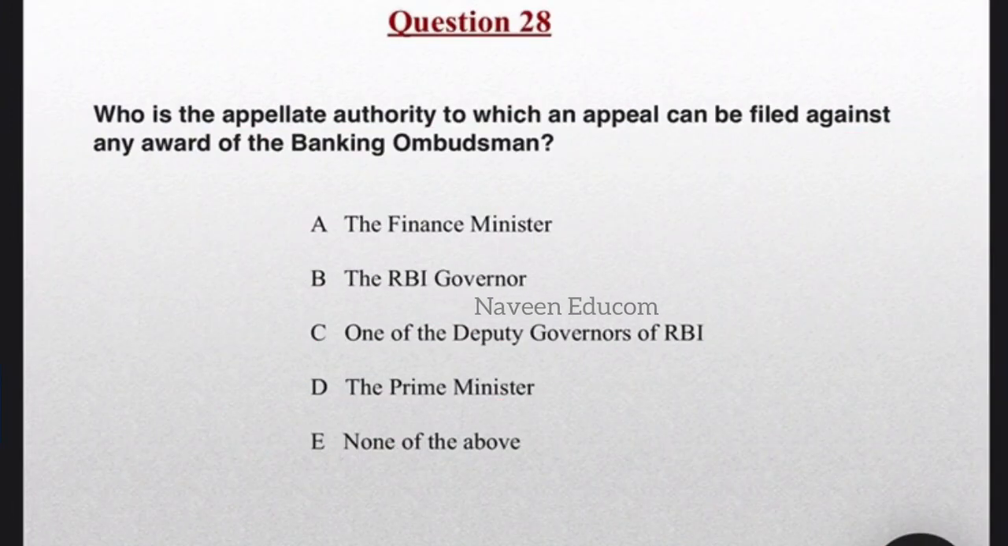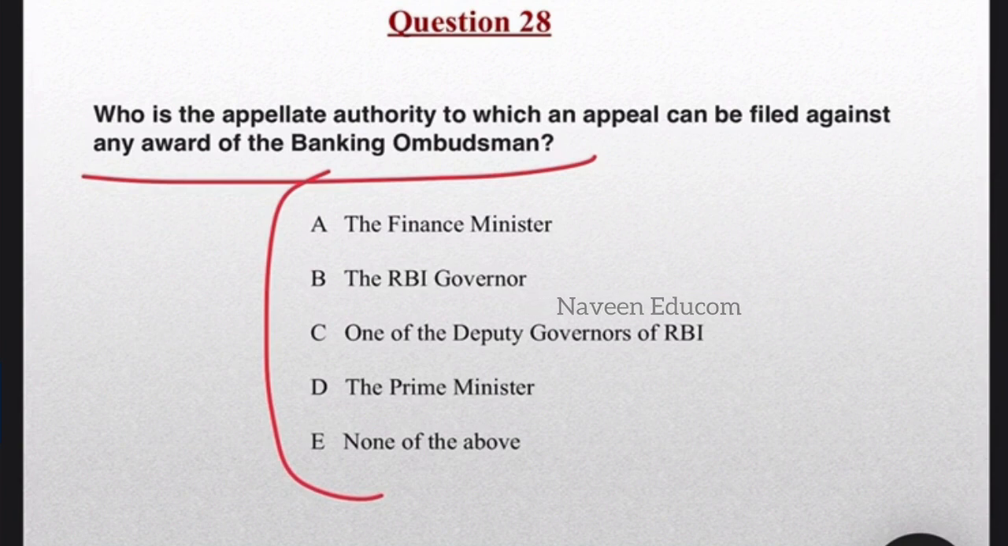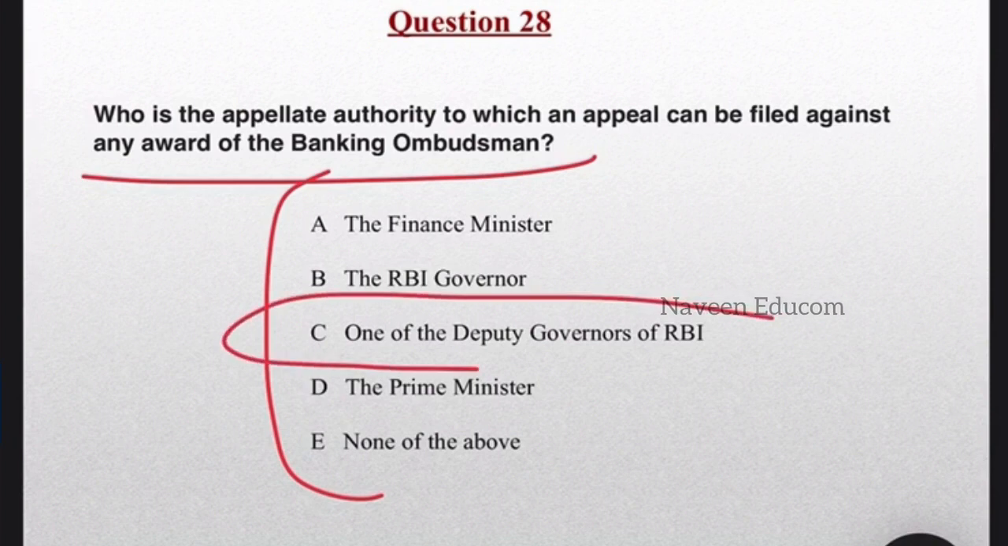Coming to the next question. Who is the appellate authority to which an appeal can be filed against any award of the banking ombudsman? The options are the finance minister, the RBI governor, one of the deputy governors of RBI, the prime minister, none of the above. So students, what is the answer? The answer is option C, one of the deputy governors of RBI.